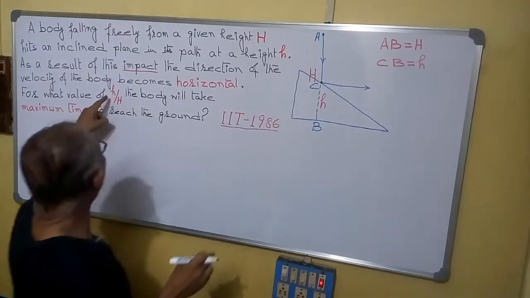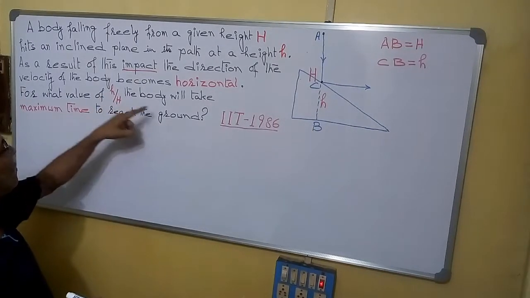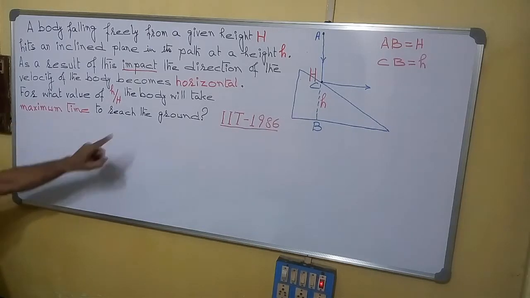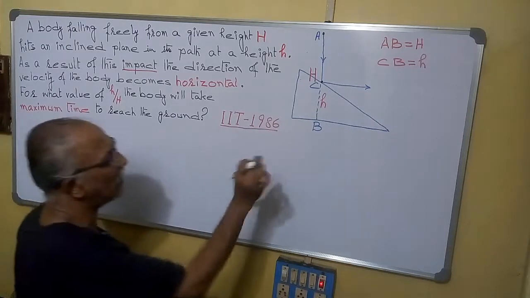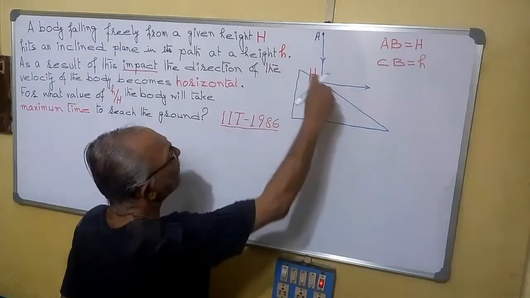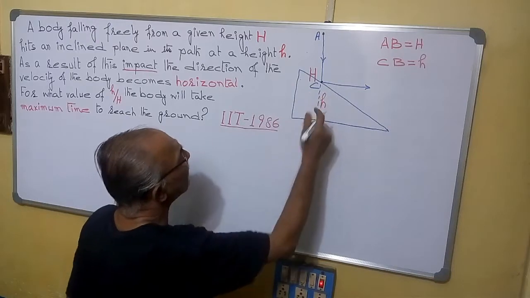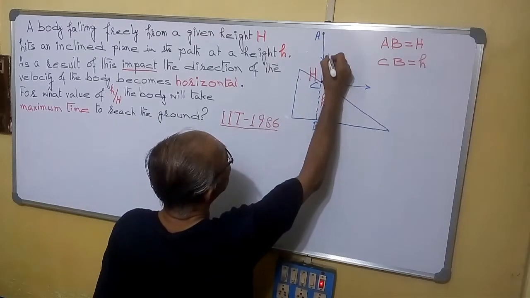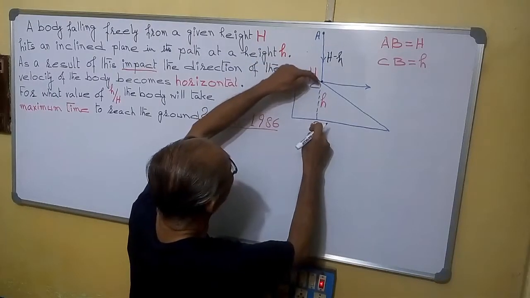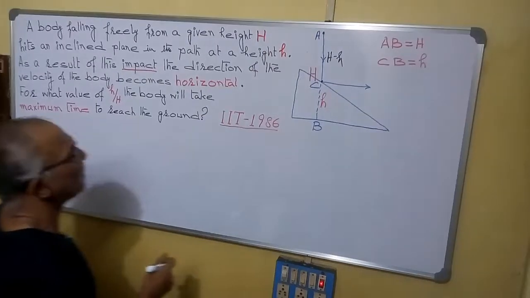For one value of h by H, the body will take maximum time to reach the ground. This is an IIT question. Now see, for this part AC equals H minus h, because this is H and this is small h, so this part is H minus h.